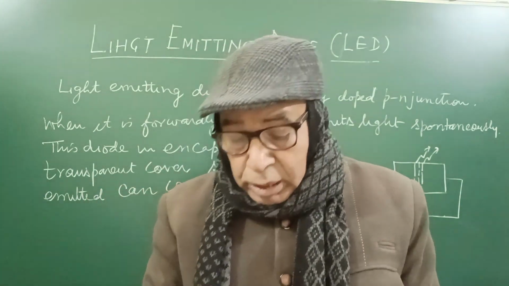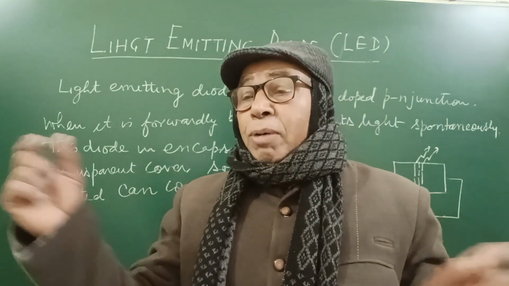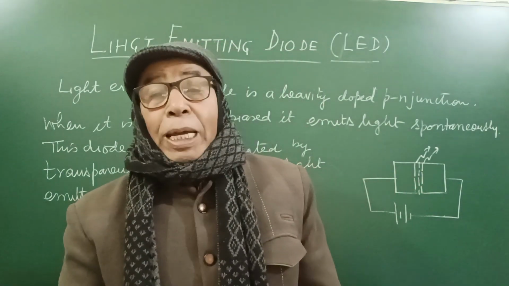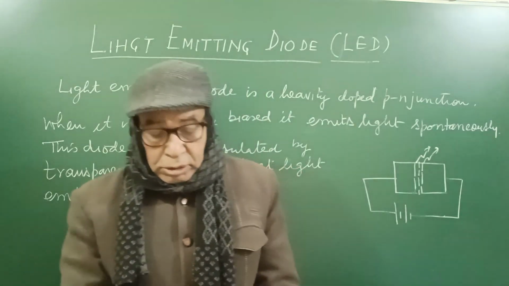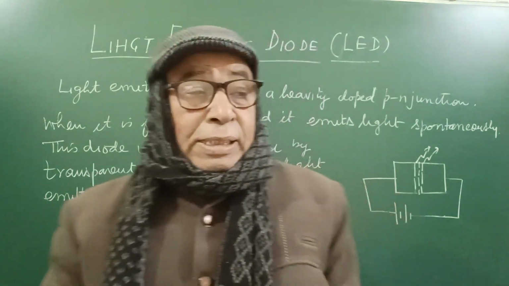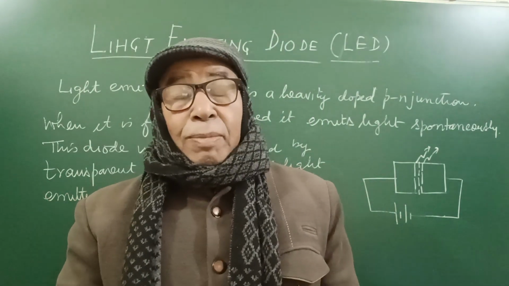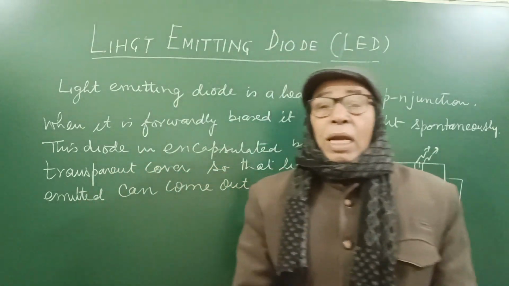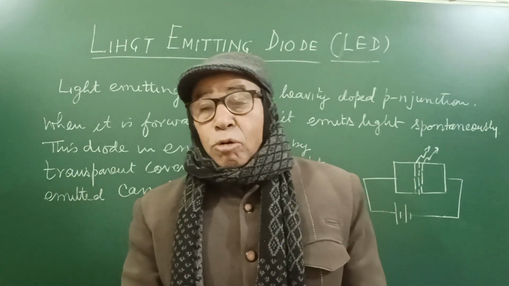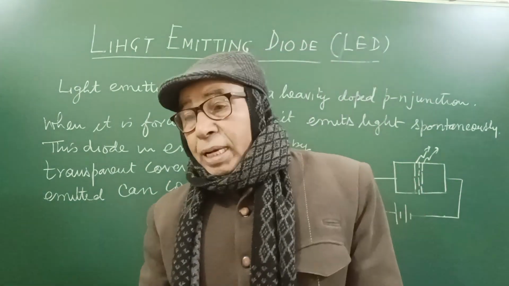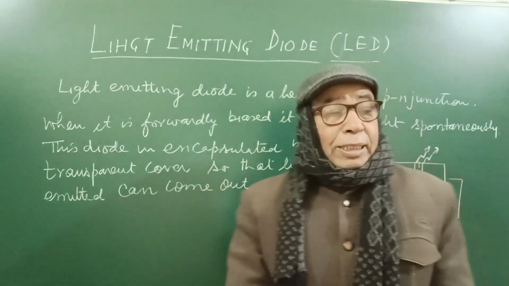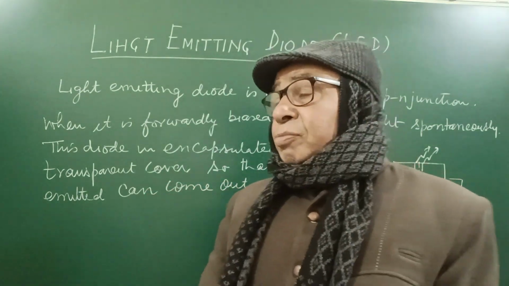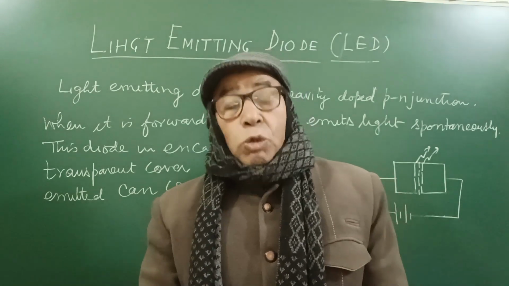Initially, the filament bulbs were also called incandescent sources of light. Incandescent means on heating the filament, that filament was emitting heat radiation along with visible light. A large amount of energy was radiated in the form of heat. That is why the light emitted by a 100 watt bulb was less than the light emitted by a 40 watt fluorescent tube.